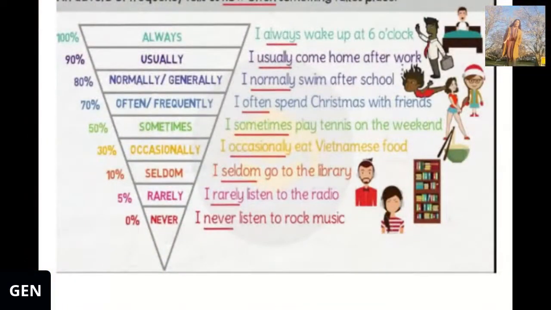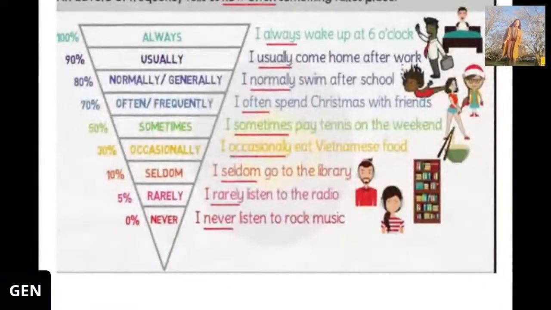The first one is always, which means 100%. Usually is 90%. Normally or generally is 80%. Often or frequently is 70%, so they are actually the same. The fifth one is sometimes, 50%. Then 30% is occasionally. 10% is seldom, 5% is rarely, and never is the last one, that is 0%. I suppose you are very familiar, and we are going to practice how to use them.